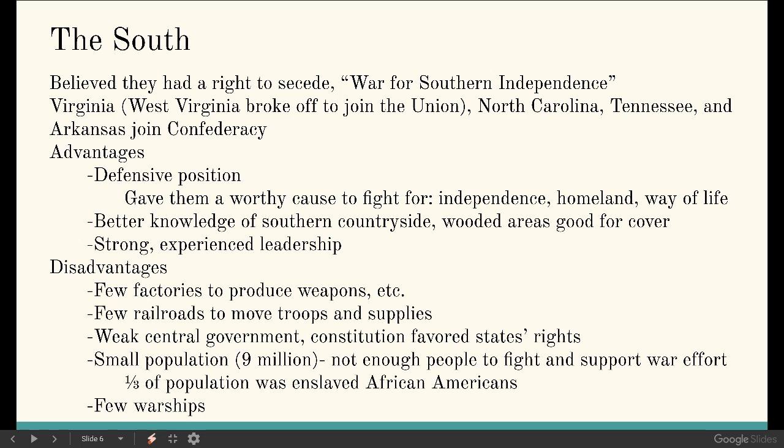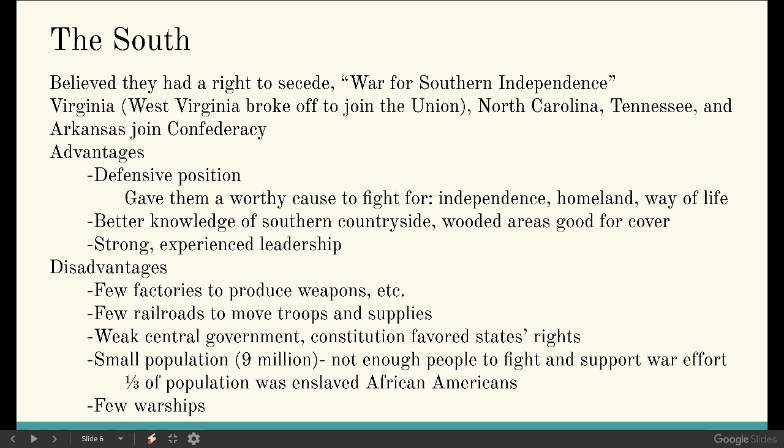They also had a really small population compared to the North. The North had 22 million people. The South has about 9 million. So it's not really enough people to do the fighting and support the war effort. And about a third of their population was enslaved African Americans, who, of course, you don't want to give enslaved African Americans guns. They might kill their masters. And so the South is going to be very hesitant to allow their slaves to participate.